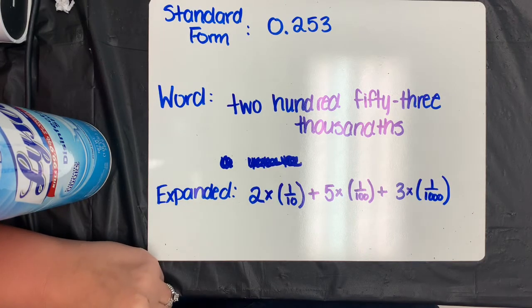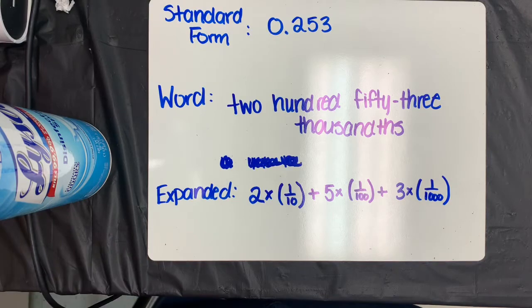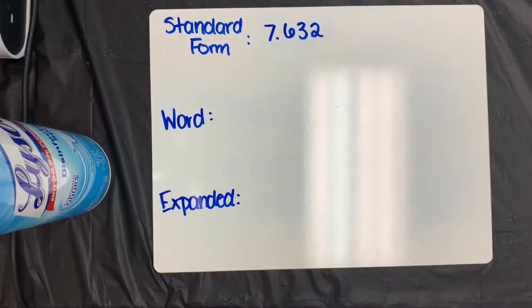See, it's not as tricky as you thought. Let's keep trying some more. All right, I am back with a brand new number. I have the standard form of the number, which just means the number form, and we need to determine how to write the word form and the expanded form.